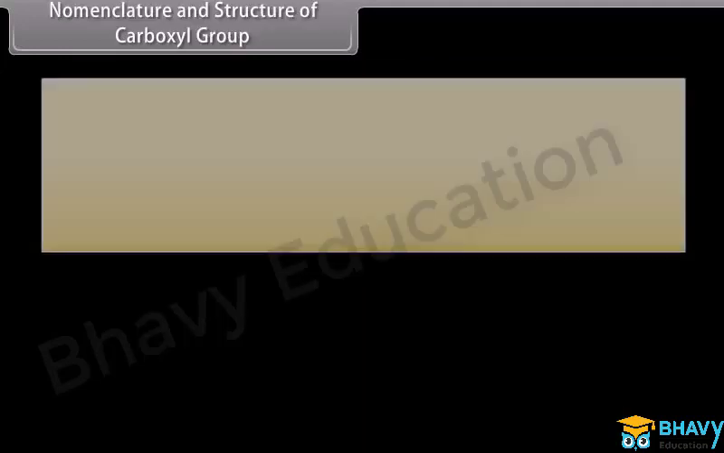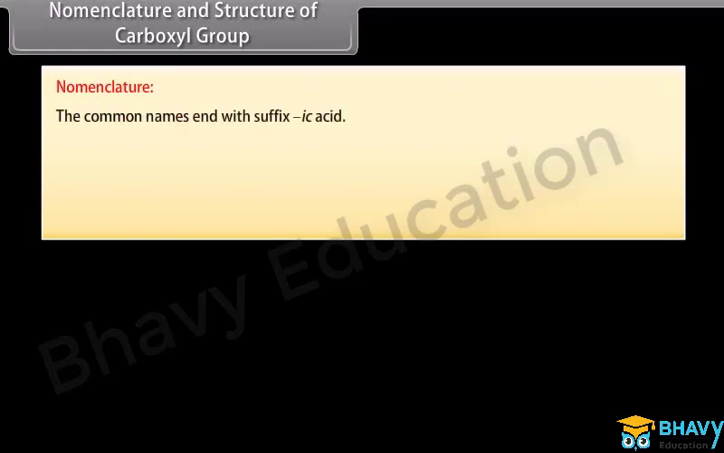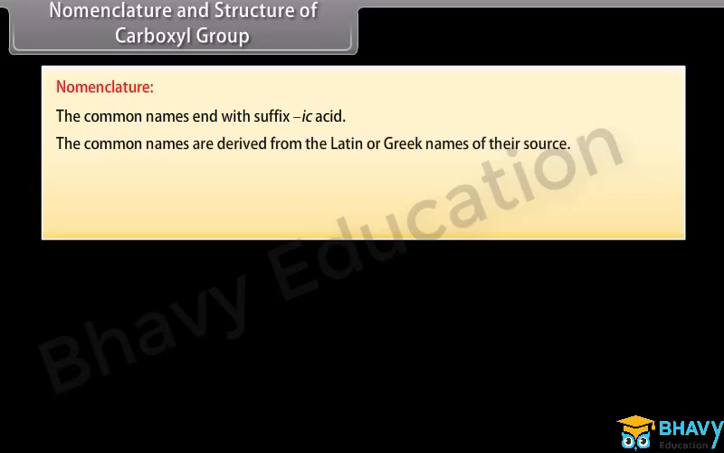Nomenclature and structure of carboxyl group. Nomenclature. The common names end with the suffix -ic acid. The common names are derived from the Latin or Greek names of their source.